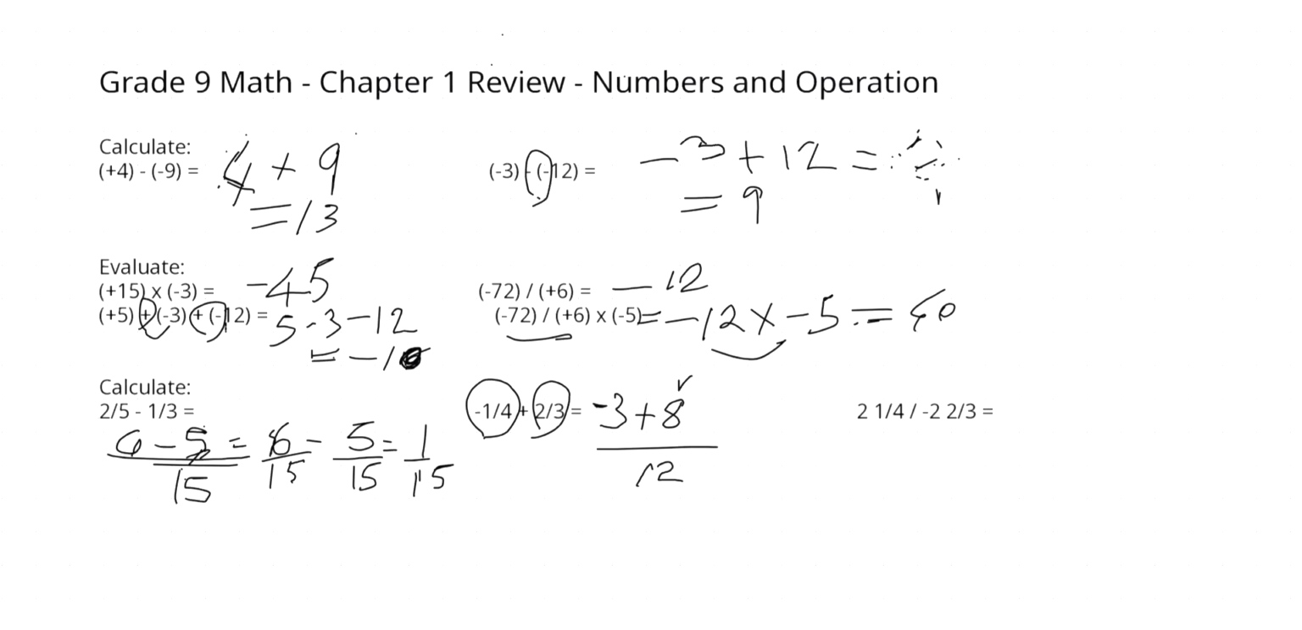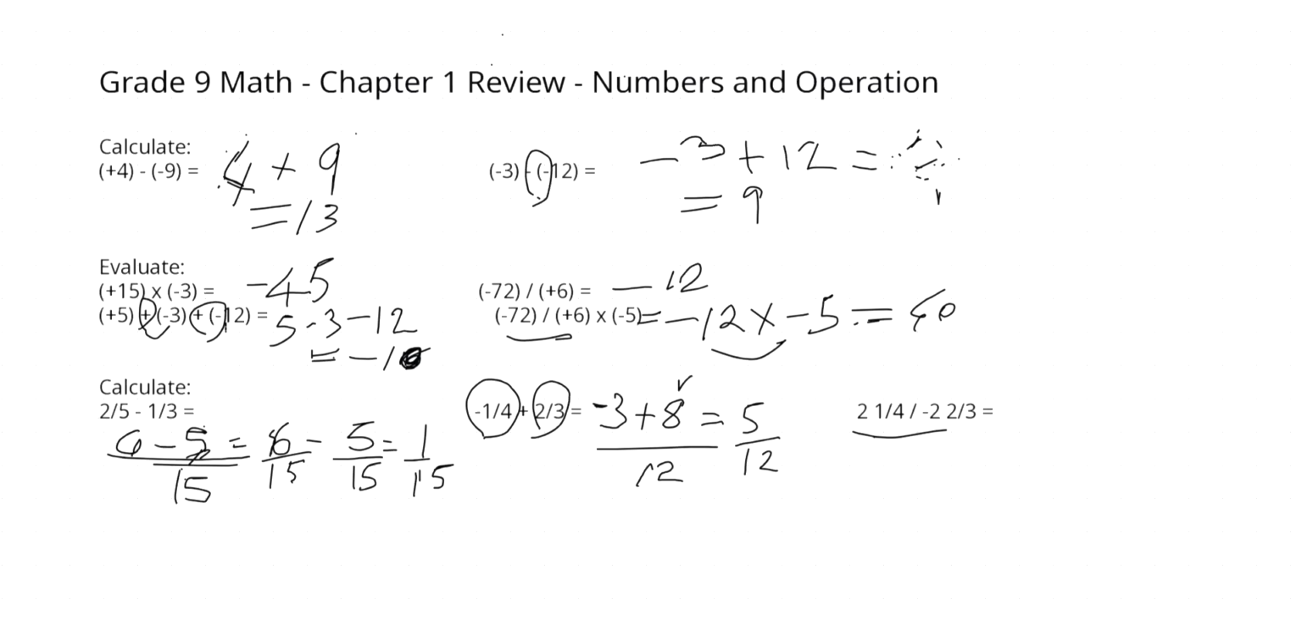Now, this question is a mixed fraction. It's another way of saying 2 1/4 divided by -2 2/3. There are a lot of things happening in this question, because first we have mixed fractions, mixed numbers. And if we have mixed numbers as a fraction, then we have to convert them to improper fractions first.